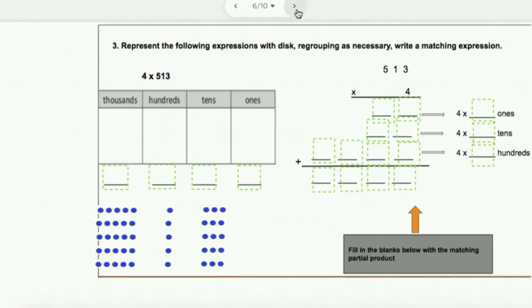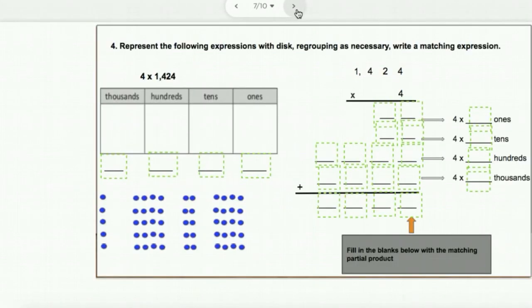Let's try one more, you guys. I want us to look at number 4. In this problem, we're moving from a 3-digit number to a 4-digit number. This number is in our thousands place, but do not let that scare you, y'all. It's the same thing, I promise you. Let's go ahead and get started. 4 times 1,424.